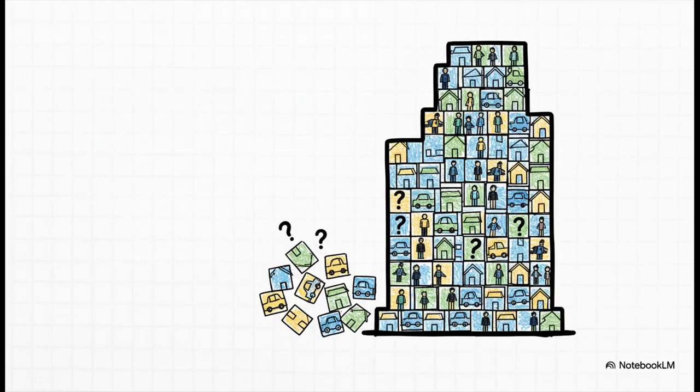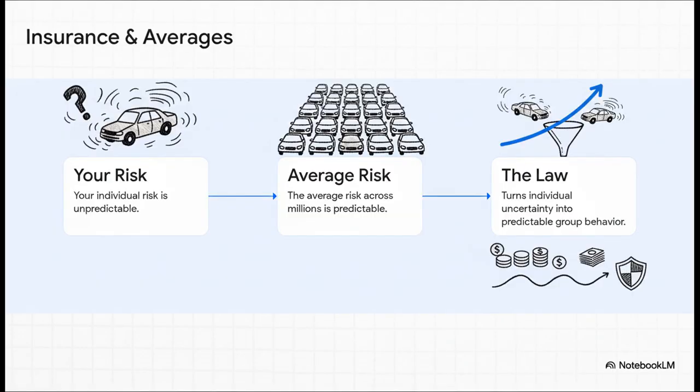And this isn't some abstract theory. I mean, think about it. The entire multi-trillion-dollar insurance industry is basically one gigantic bet on the law of large numbers. Look, your insurance company has absolutely no idea if you are going to get into a car wreck this year. That's totally uncertain. But they can predict with stunning accuracy how many accidents will happen on average across millions of their customers. This law turns individual chaos into predictable group behavior, and that's what allows them to run a business.